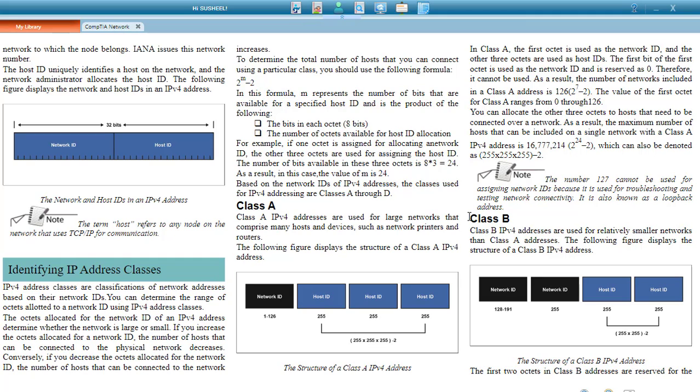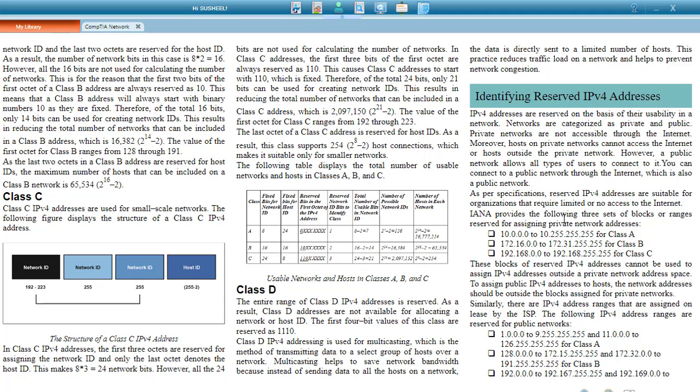Class B. Class B IPv4 addresses are used for relatively smaller networks than Class A addresses. The following figure displays the structure of a Class B IPv4 address. The first two octets in Class B addresses are reserved for the network ID and the last two octets are reserved for the host ID. As a result, the number of network bits in this case is 8 * 2 = 16.